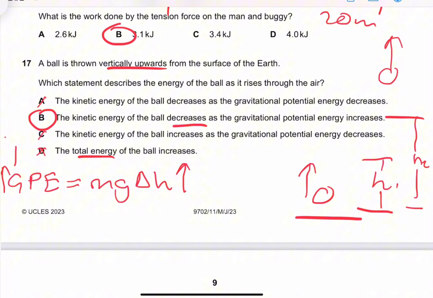Why is that? Well, if the weight continues to act downwards, you know that the acceleration is going to be downwards, meaning that the object is going to reach a certain point where the velocity will be zero at the top.